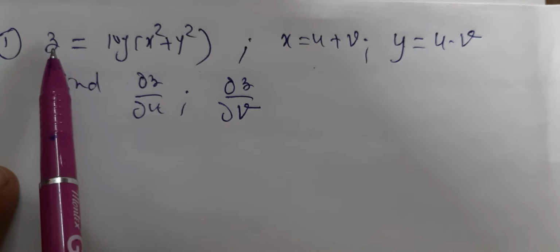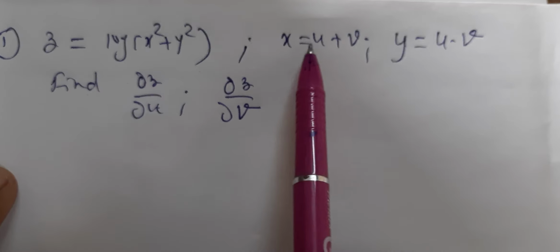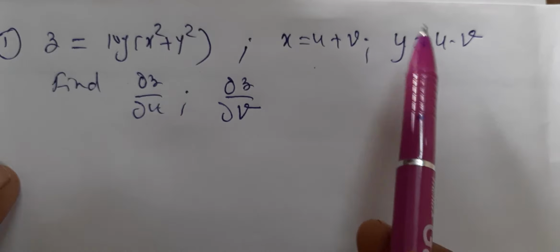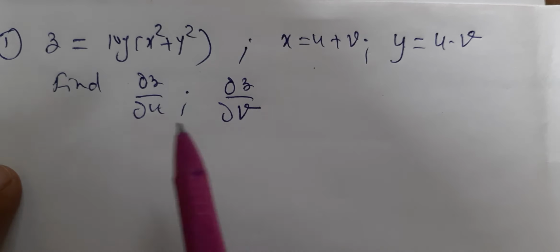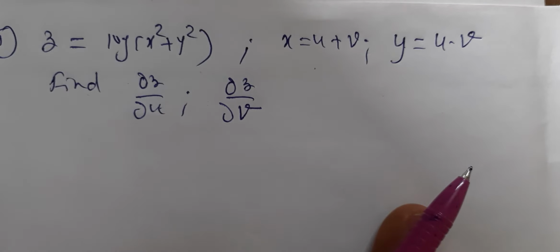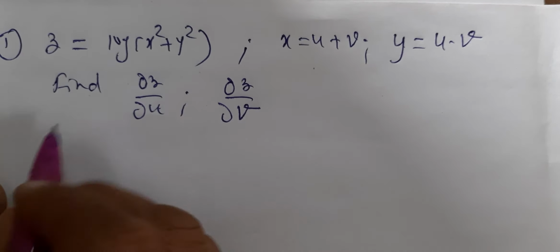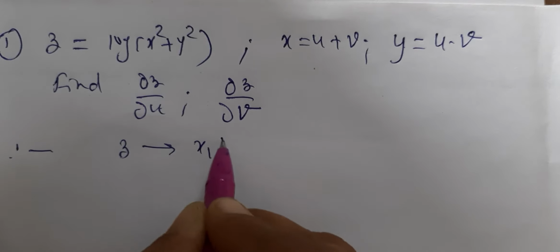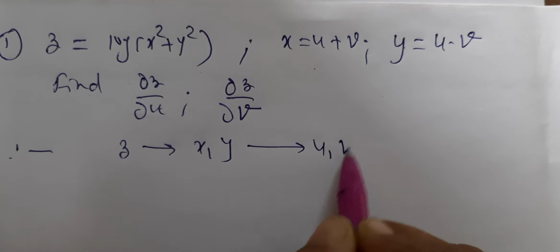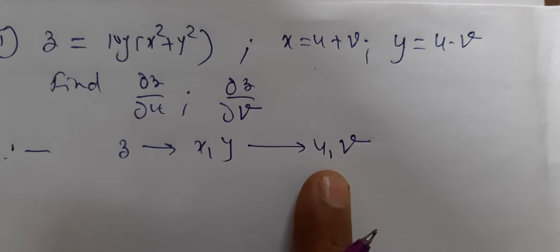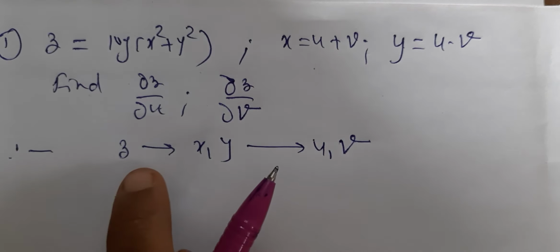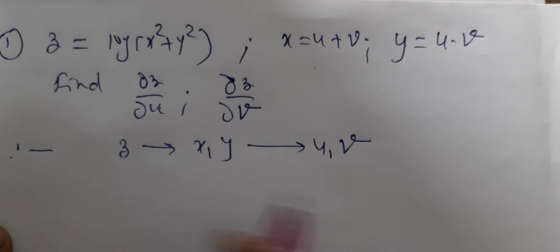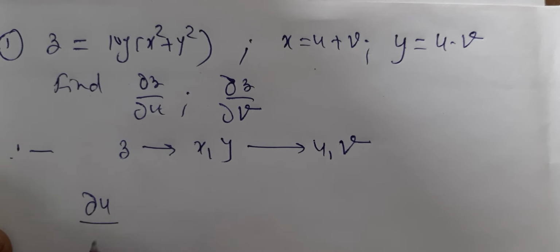No. What we have here is z is a function of x and y, and x and y are functions of u and v. It's not directly a function of u or v, and that gives us the hint that it is a composite function. So before you start, always write the data in short: z is a function of x and y, x and y are functions of u and v, and you are asked to find ∂z/∂u and ∂z/∂v. Again it's not a direct function of u, so we have to use this formula. This is called the chain rule.